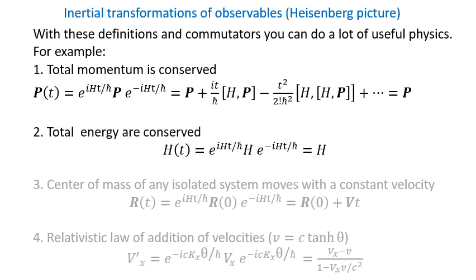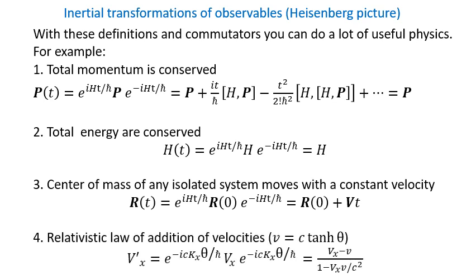Here is another example. The total energy is conserved, simply because the total energy is the Hamiltonian, which commutes with itself. By applying time translation to the operator of position, we obtain that the center of mass moves with a constant velocity. No surprises here. Finally, it's not difficult to show that by applying the boost operator to velocity, we get the usual relativistic law of addition of velocities.